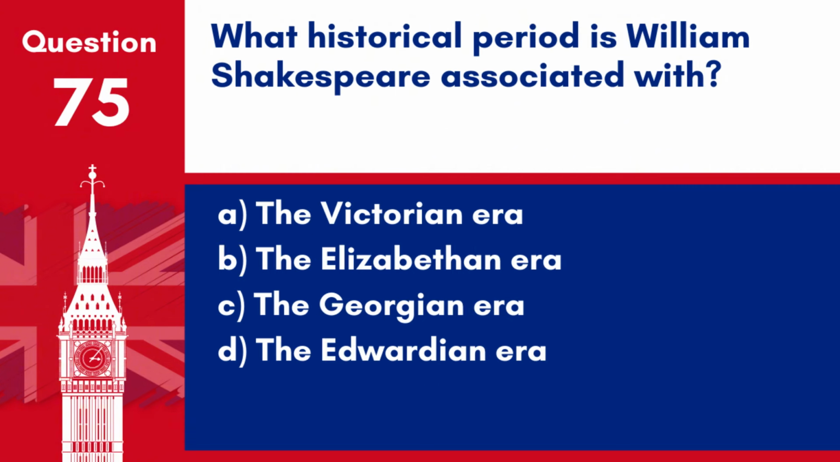Question 75. What historical period is William Shakespeare associated with? A. The Victorian era. B. The Elizabethan era. C. The Georgian era. D. The Edwardian era. Answer B. The Elizabethan era. William Shakespeare is one of the most famous playwrights and poets of the Elizabethan era.